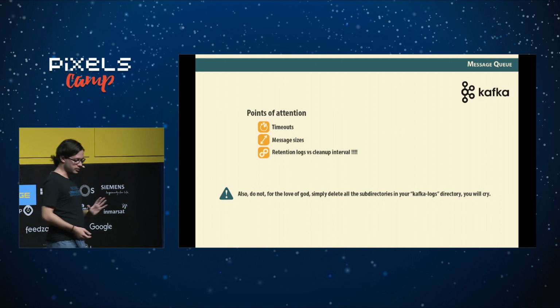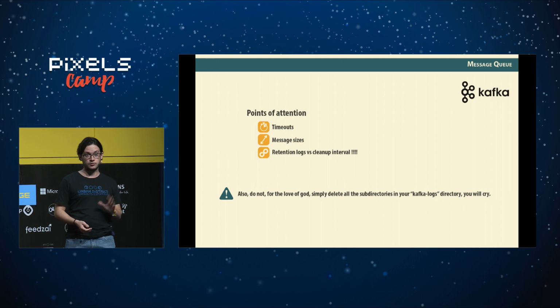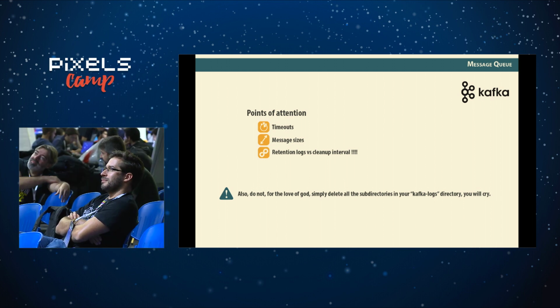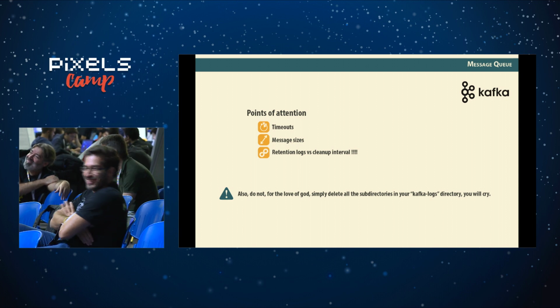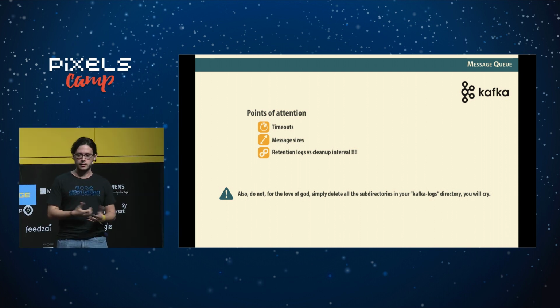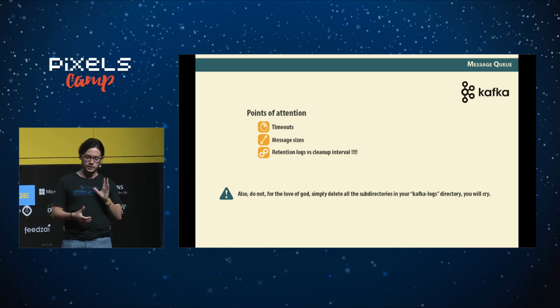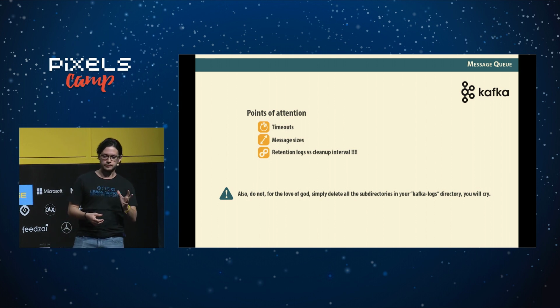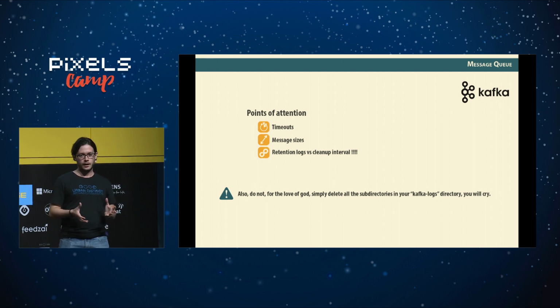Kafka is one of the tools that I like the most because it's one of the tools that gives me less work. Like I said before, as your data grows, you have to think about timeouts, you have to think about configuring message sizes, and one of the things you have to be most careful about is configuring retention logs and the cleanup interval. So you can configure how much disk space Kafka can use to keep information and how long to keep that information. And the thing is, if you don't configure retention logs and you have too big a cleanup interval, you're gonna fill up all your disk space.